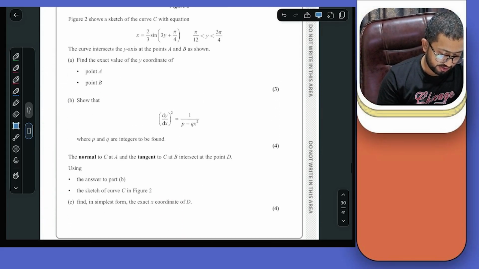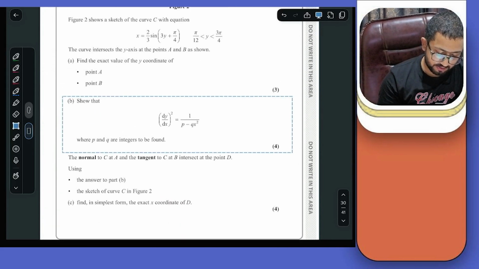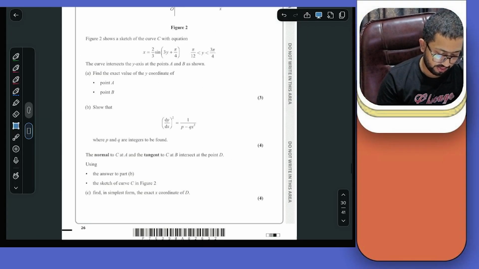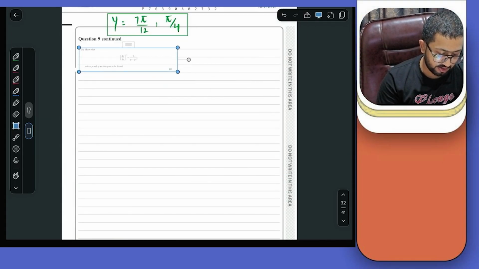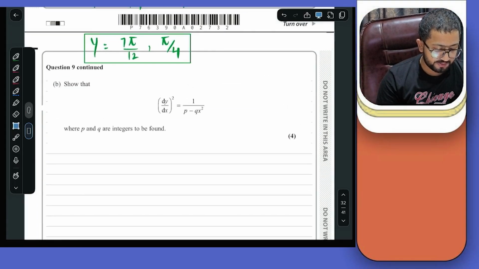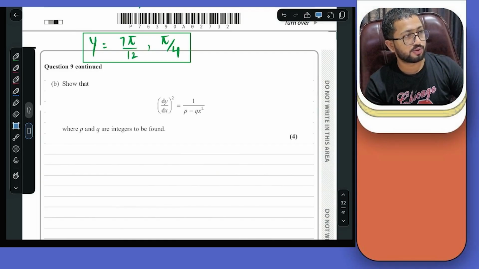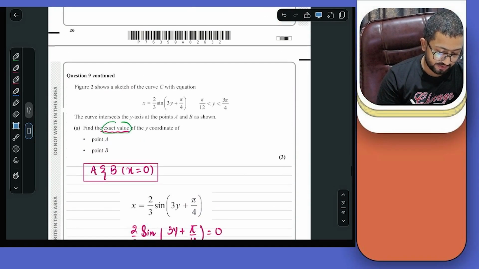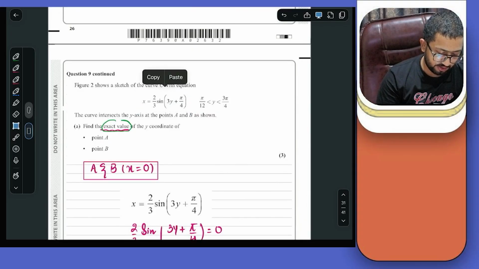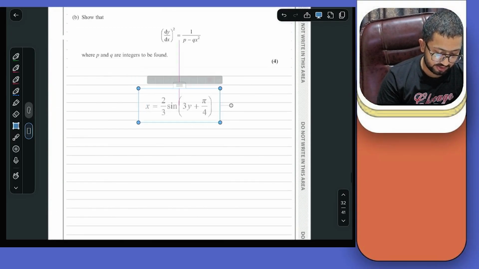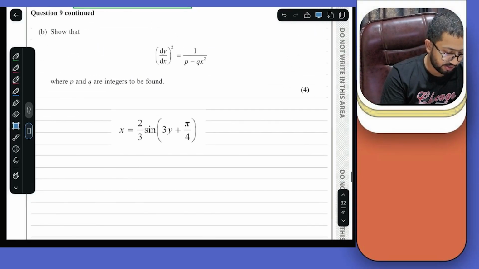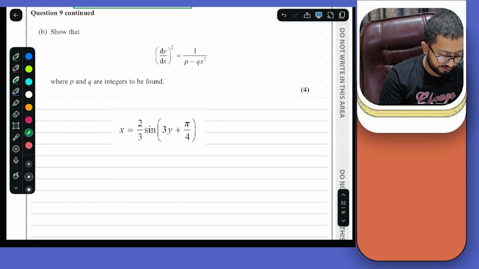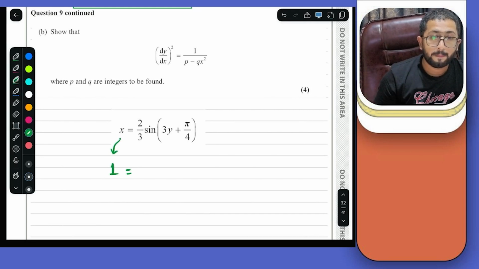Let's move forward to the next part. The next part is: show that dy over dx, whole squared, equals 1 over p minus qx squared. So let's figure out the derivative. Everyone knows how to find dy over dx. The derivative of x is 1. So the constant will remain the same.